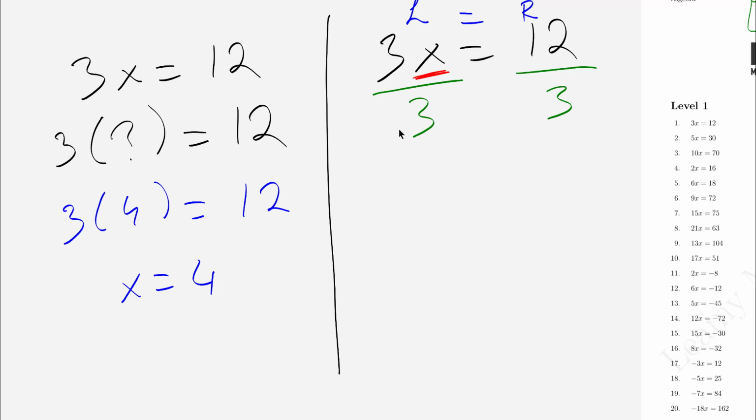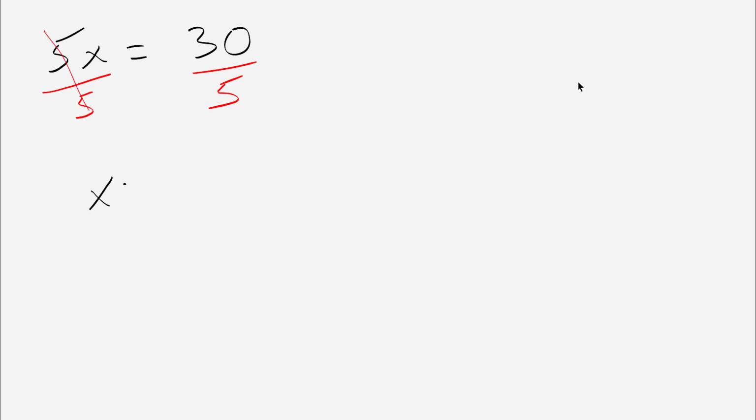So then we can see 3x divided by 3 will just leave me with x equals, and 12 divided by 3 is 4. Okay, so that's the technique we're going to do. We're going to divide and we're going to do the same thing to each side in order to maintain the balance. Let's have a look at a couple of other examples. Okay, 5x equals 30. So I want to go from 5x to x, so I'm going to divide by 5. If I divide the left-hand side by 5, I have to divide the right-hand side by 5 to maintain the balance. So then my next line will be x equals 30 divided by 5, which is 6.